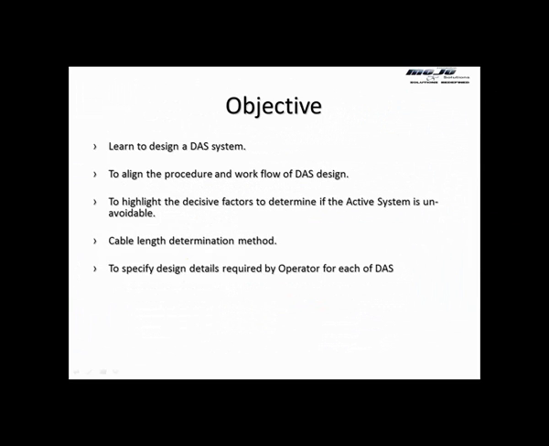So we'll be learning DAS, aligning the procedure and workflow, highlighting the decisive factors to determine if the active system is unavoidable, the cable length determination method, and specifying design details required by the operator for each task. The most important thing anywhere usually is to highlight the decisive factors to determine if the active DAS is unavoidable. So there is a process which we can use to decide if we have to install active DAS or if passive DAS is good enough.